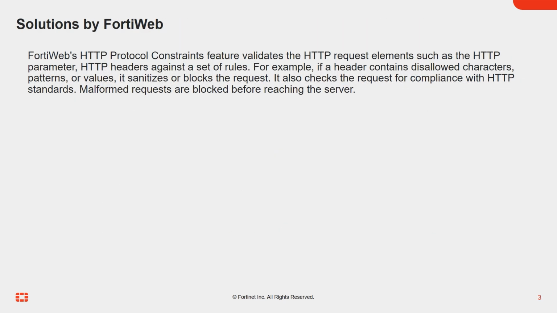FortiWeb's HTTP protocol constraints feature checks HTTP request elements, like parameters and headers, against rules. If a header has disallowed characters or values, it blocks or fixes the request. It also ensures the request follows HTTP standards and blocks any malformed requests before they reach the server.